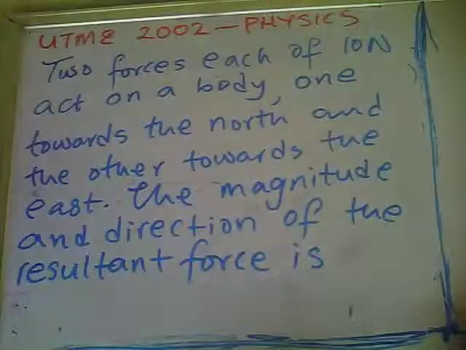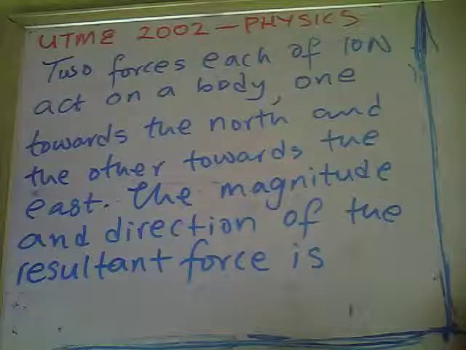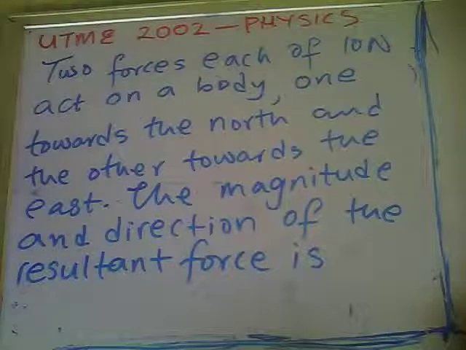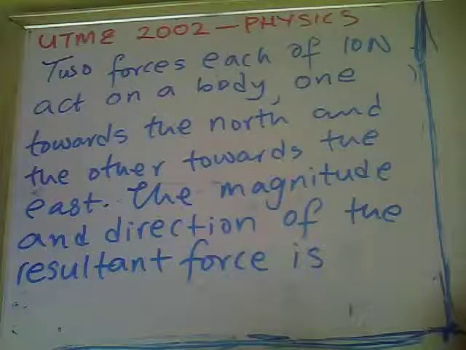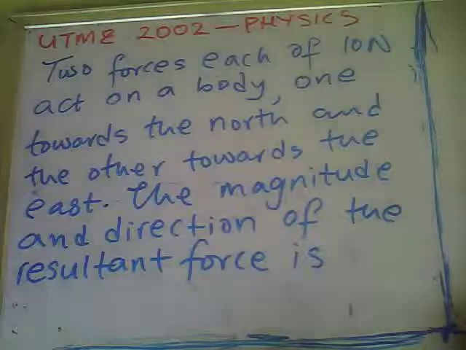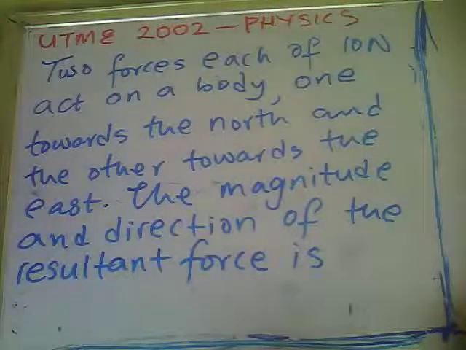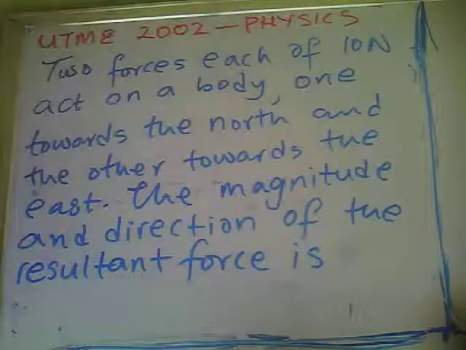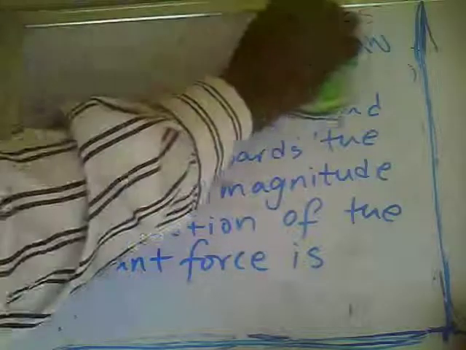We have two forces, each of 10 Newton, acting on a body, one towards the north and the other towards the east. The magnitude and direction of the resultant force is what? So we are finding the magnitude and direction of the resultant of the two forces. Okay, let's go.